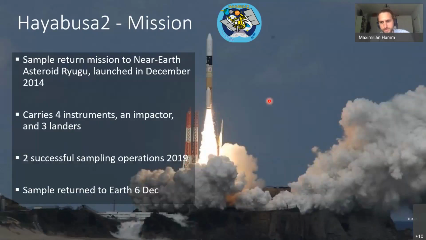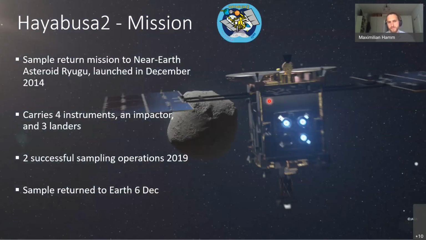This work is part of the Hayabusa2 mission. This is a sample return mission, which was launched to this near-Earth asteroid in 2014. The main orbiter carries 4 instruments, impact experiments, and 3 landing devices. 2 samples were successfully taken in 2019, and last year these samples were returned to Earth safely.